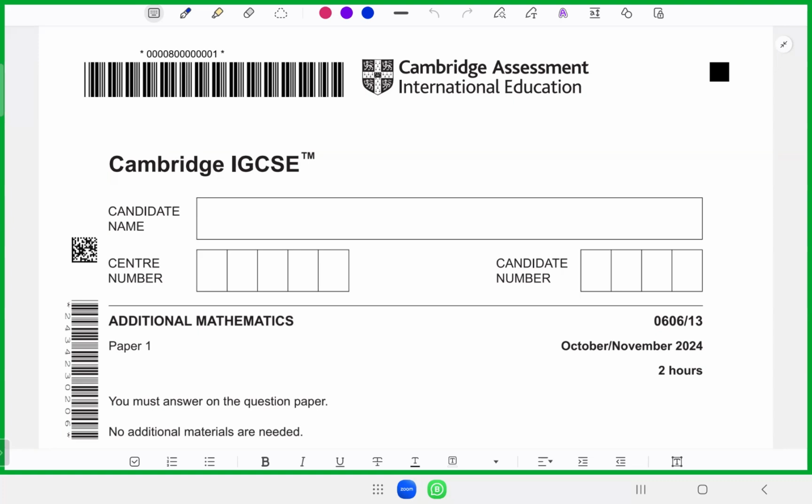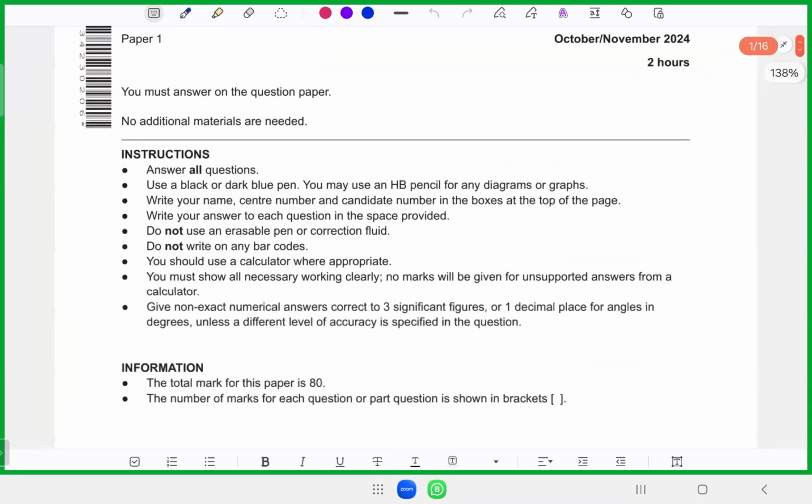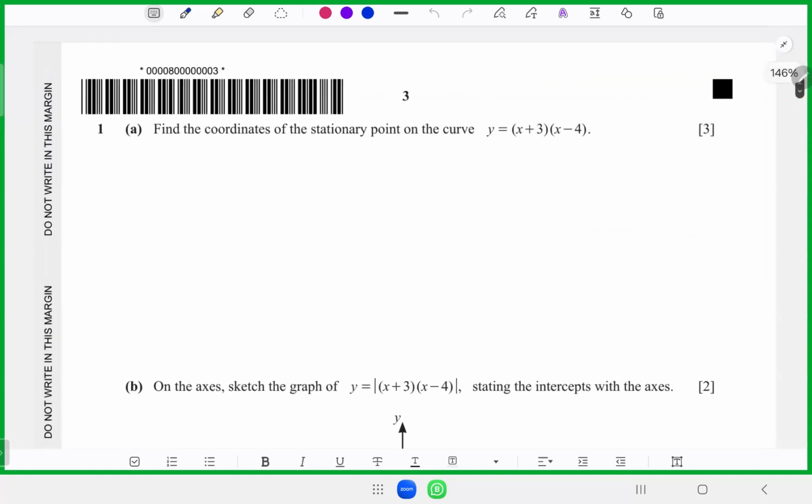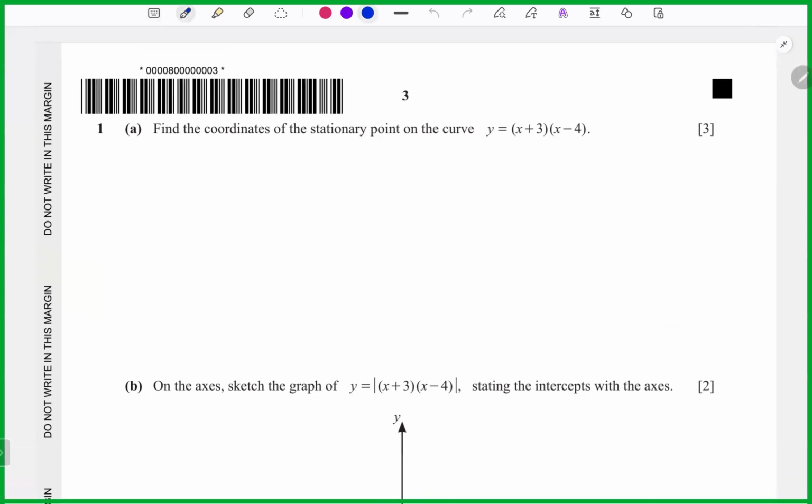Okay, now we try going to question 1. Let's see question 1. Question A: Find the coordinates of the stationary point on the curve y equals (x plus 3)(x minus 4). So you see this is a quadratic equation, right? So now we can start to expand.